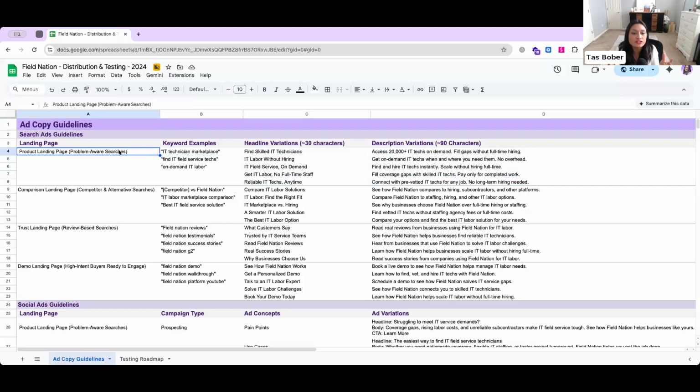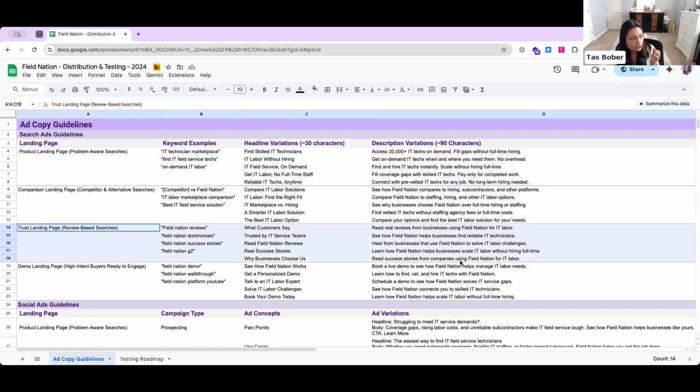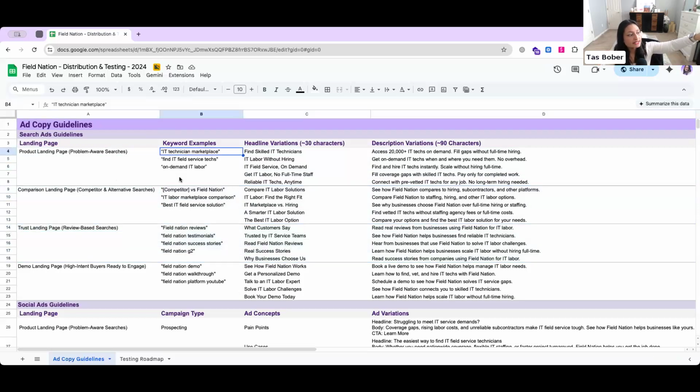This page, the landing page, is the hub. Your campaign is not the hub. Your landing page is your source of truth. Same thing for each page here, you start with that. So this is from a search perspective. If someone's looking at IT technician marketplace, we're giving them what that is as a first touch. Maybe they're searching for a problem, and that's going to come into the product landing page.